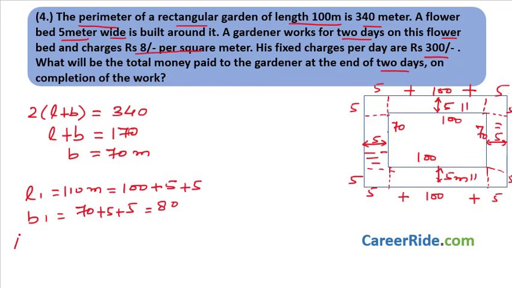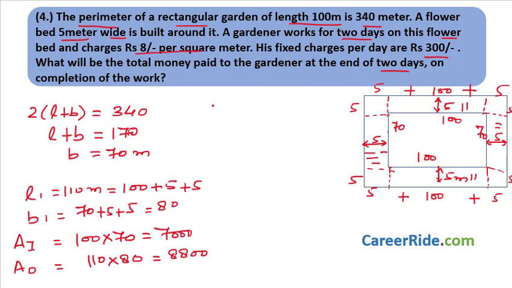What is the area? The area of the inside rectangle is 100 into 70. This is 7000. And the area of the outside rectangle you can find very easily. It is 110 into 80. This is equal to 8800. So what is the total area of the flower bed now? The area of the flower bed is AO minus AI. This is equal to 1800 meters square, right?